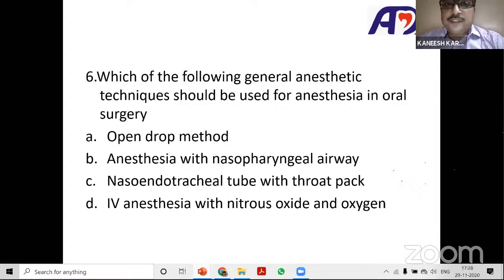Yeah, let's see. Which of the following general anesthetic techniques should be used for anesthesia in oral and maxillofacial surgery?